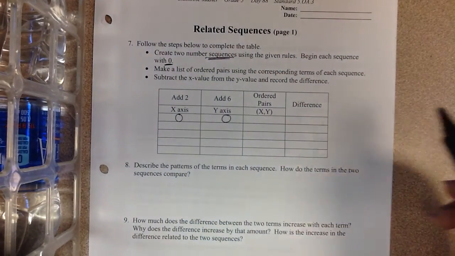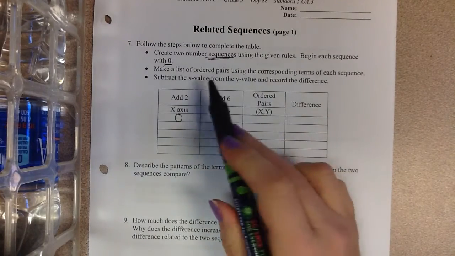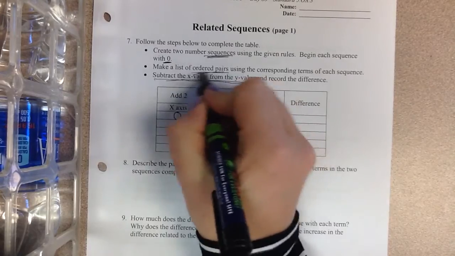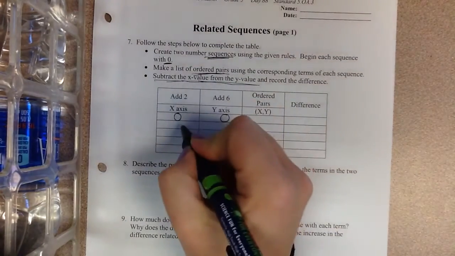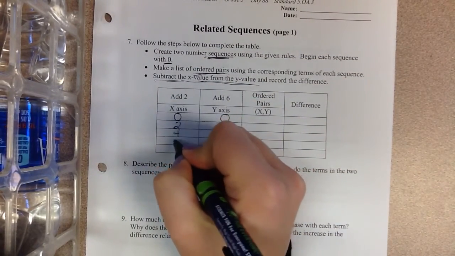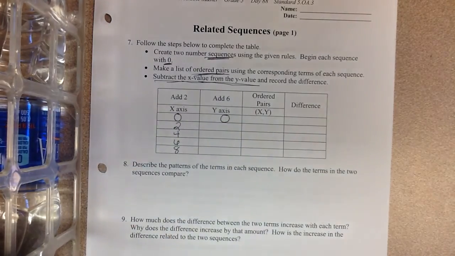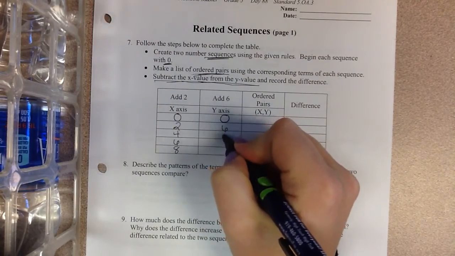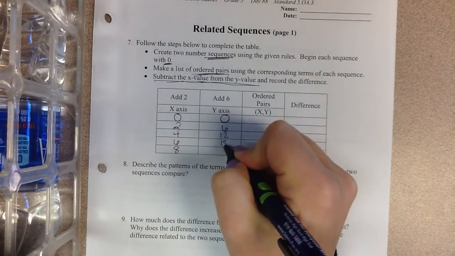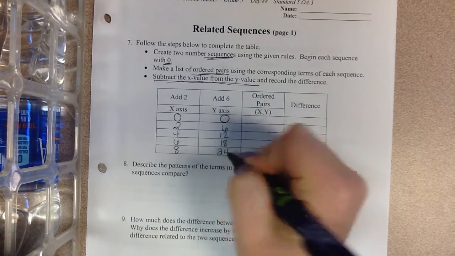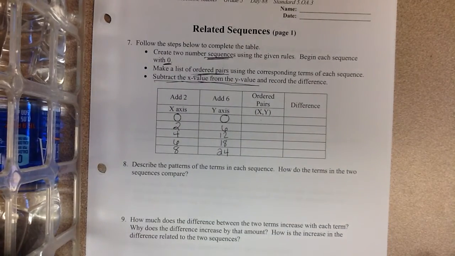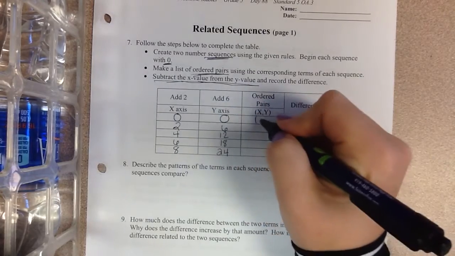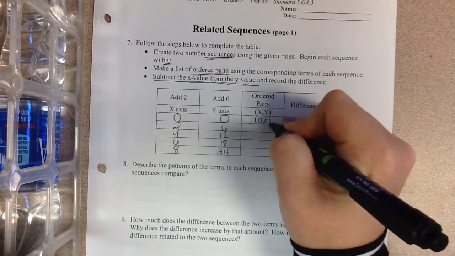Make a list of ordered pairs. Subtract the X and the Y. I have to make my ordered pairs. All right, so add 2. 2, 4, 6, 8. So I'm doing the same thing with a rule. This time I'm adding 6: 6, 12, 18, 24. I have to set this up as an ordered pair. All I'm going to do is use this and this to write it in an ordered pair.